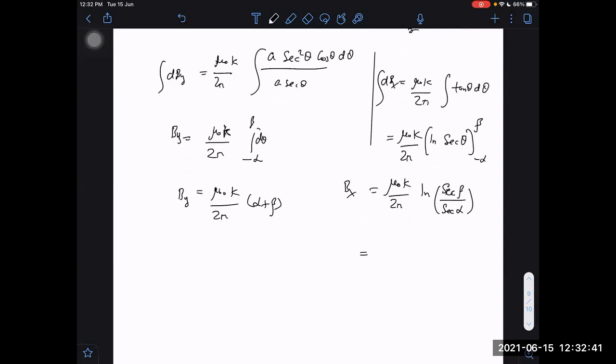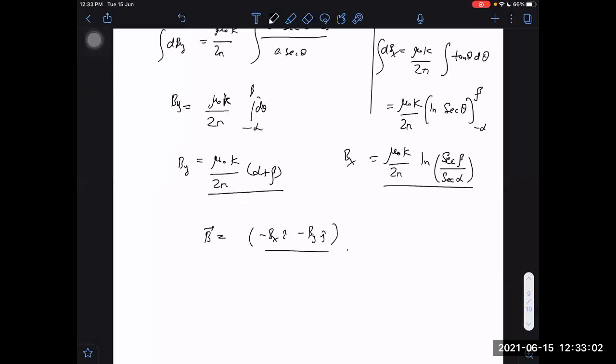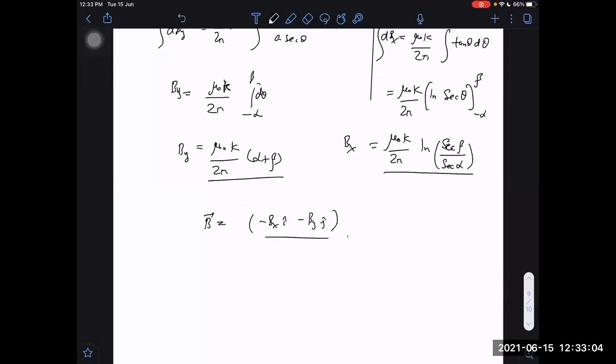Okay. What is the value of B total? B total, we have already seen in this case. It was minus By j cap and minus Bx i cap. This is B total. So we know already what is Bx and what is By, so we can get B total. Right or not? Yes, sir.